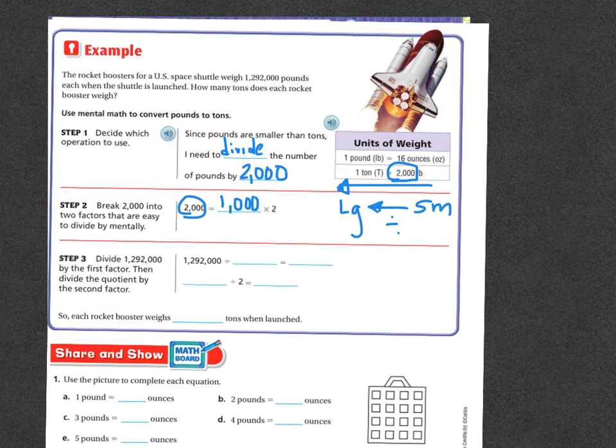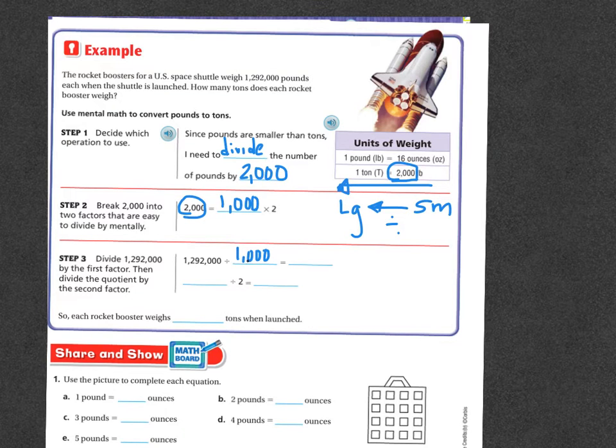And so what I'm going to do, it says right here, step 3, divide 1,292,000 by the first factor, then divide the quotient by the second factor. All right, so this is what they are talking about. I'm going to do this first. We've talked about this when we did the powers of 10. When you divide, this is just a quick way. Mental math, they don't really encourage this, but I just want to show you guys our little secret.